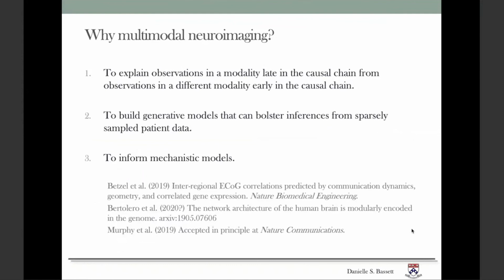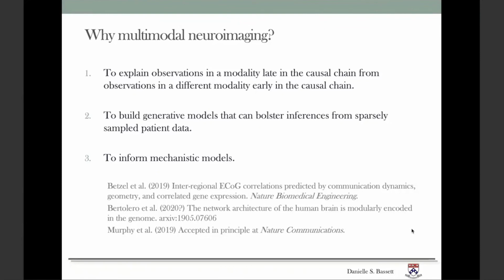The first is to explain observations in a modality late in the causal chain from observations in a different modality earlier in the causal chain. And that is going to depend on whether or not we can actually determine the state, the causal link inside of different modalities, but let's just put it up there as a potential. Number two is to build generative models that can bolster inferences from sparsely sampled data. And then number three is to inform mechanistic models. And these are the three topics that I'm going to go through today.